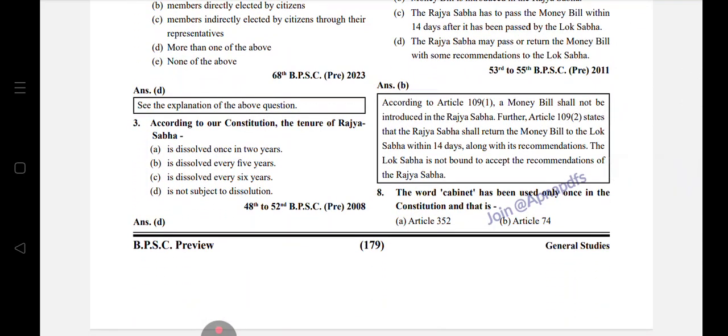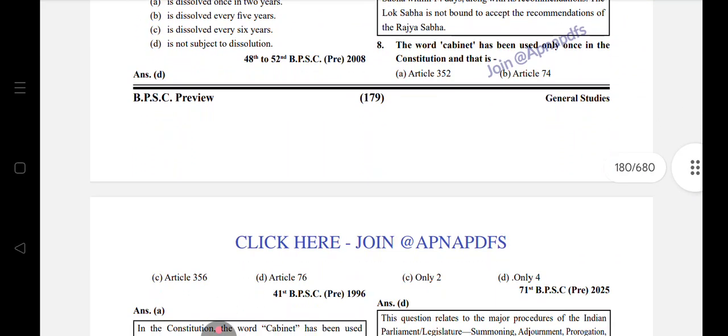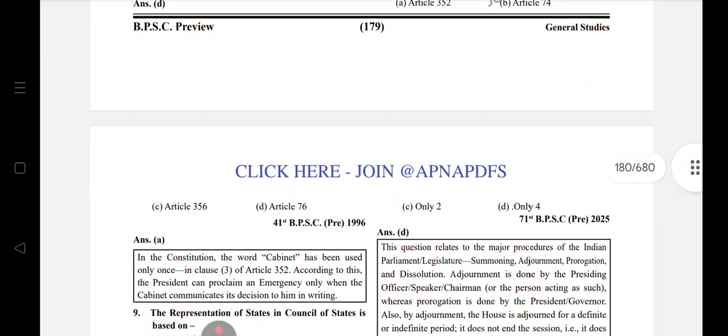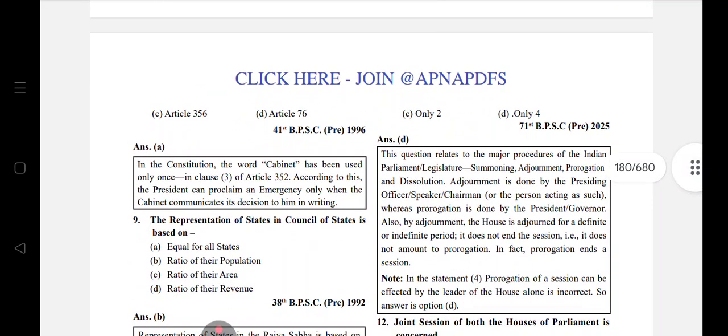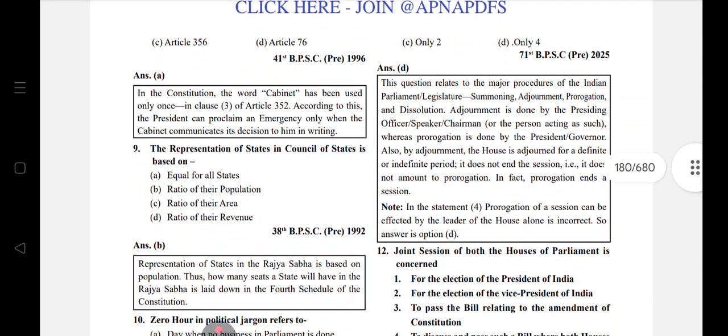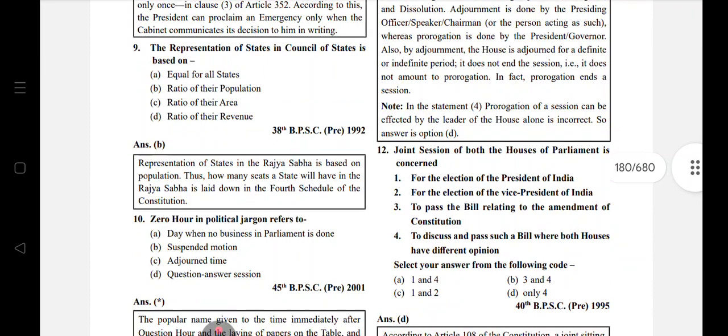The word cabinet has been used in only one place in the Constitution, and that is Article 352. Representation of states in the Council of States is based on the ratio of their population.